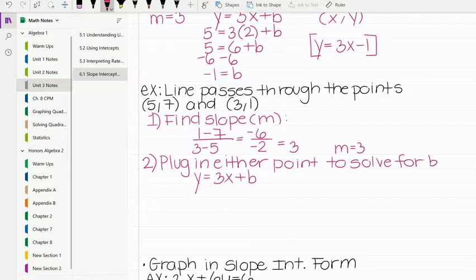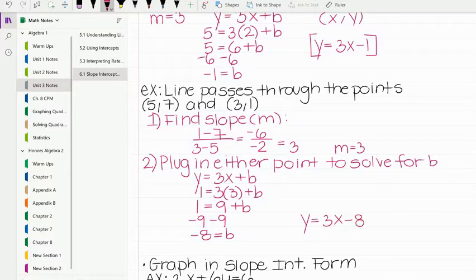I have my m. So I'm going to plug in 1 for y, and I'm going to plug in 3 for x. So this would be 1 is equal to 9 plus b, and I can subtract 9. So I get -8 is equal to b. So now I have my equation, which would be y equals 3x minus 8. And that is in slope-intercept form.